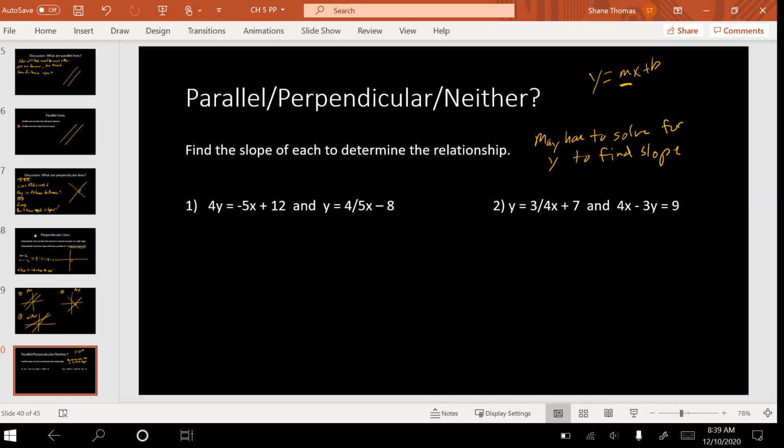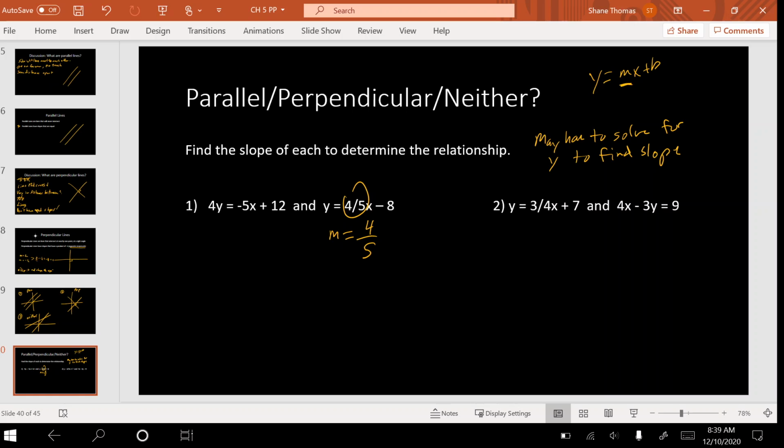So looking at this first one, I have 4y equals negative 5x plus 12, and y equals 4/5 x minus 8. Is this first one in slope-intercept form? Is y by itself? No, there's a 4 with it. Is the second one in slope-intercept form? Yes, it is. So the second line's easy. I already know that the slope of this line is 4/5.